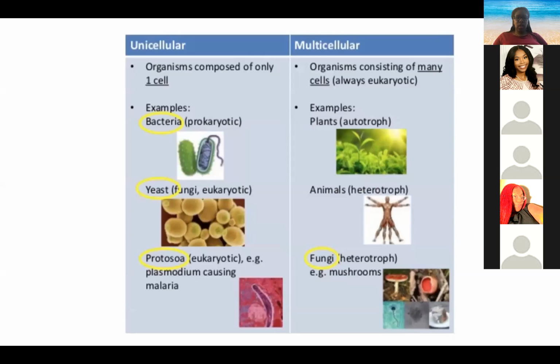Okay, so organisms that consist of many different cells are going to be multicellular organisms. Examples include plants, animals, and some fungi. These are always going to be eukaryotic organisms. By contrast, prokaryotic organisms are always unicellular, and those are going to be bacteria almost exclusively. When we talk about prokaryotic organisms, we're talking about bacteria. So the yeast and protozoa are examples of unicellular organisms that are eukaryotic.